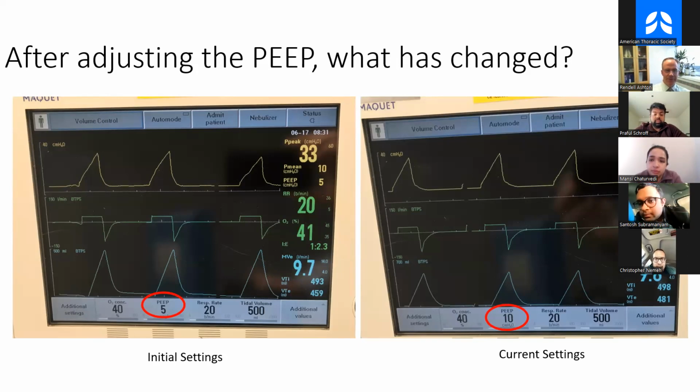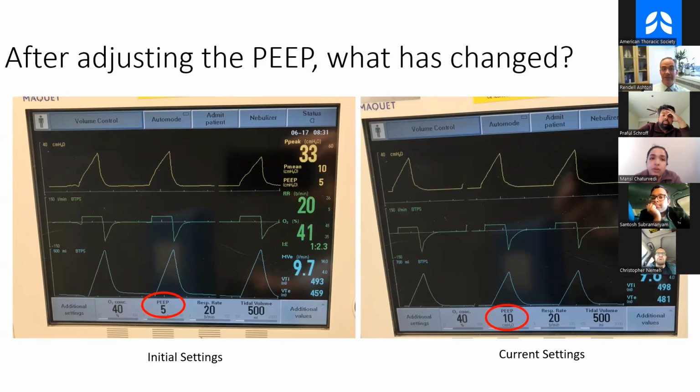Mean airway pressure. Good. The peak airway pressure went up from 33 to 36. Is that a surprise? Is it good? Is it bad? Not a surprise. Shaking heads, no. Okay, I agree. It's not a surprise. Now we raised the PEEP by 5, but the peak airway pressure only went up by 3. Is that good or bad?